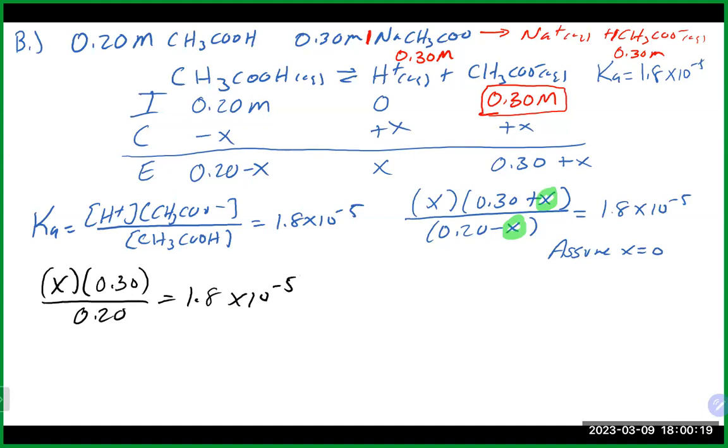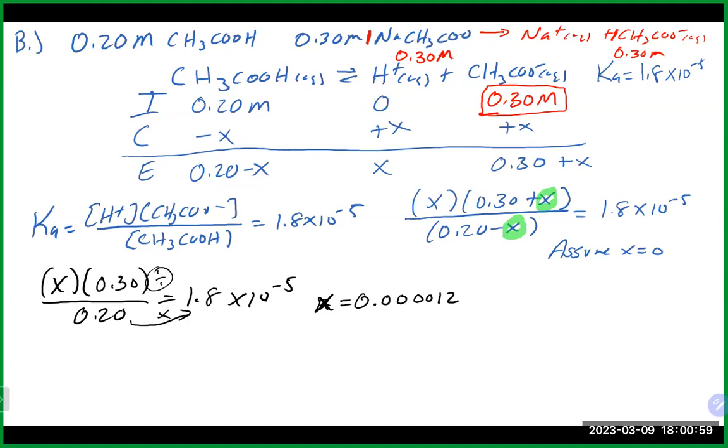Once again, here we are going to multiply the 0.2 to the other side and then divide our 0.3 to the other side. And if we do that, 0.2 times 1.8 times 10 to the minus 5 divided by 0.3 there. And that will get us, sorry, an x is equal to 0.0000012 in this particular case. Any questions on that so far?